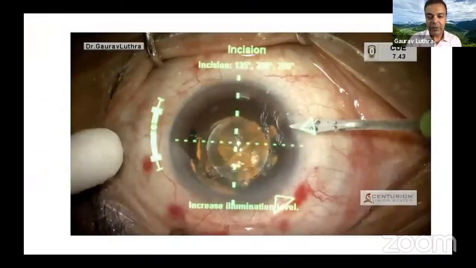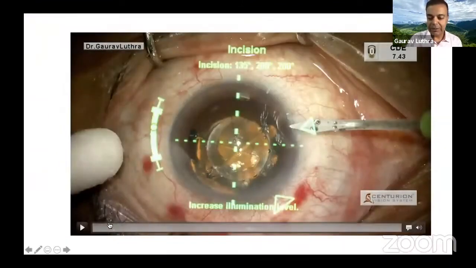Another situation where we are doing a black cataract, and probably the same thing. So let me go on. I think Kamal is waiting for his dinner.